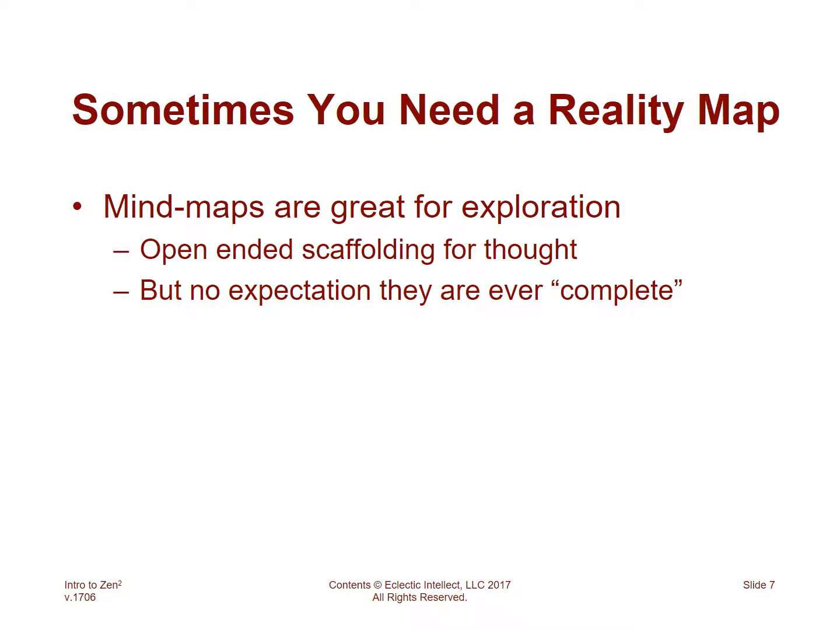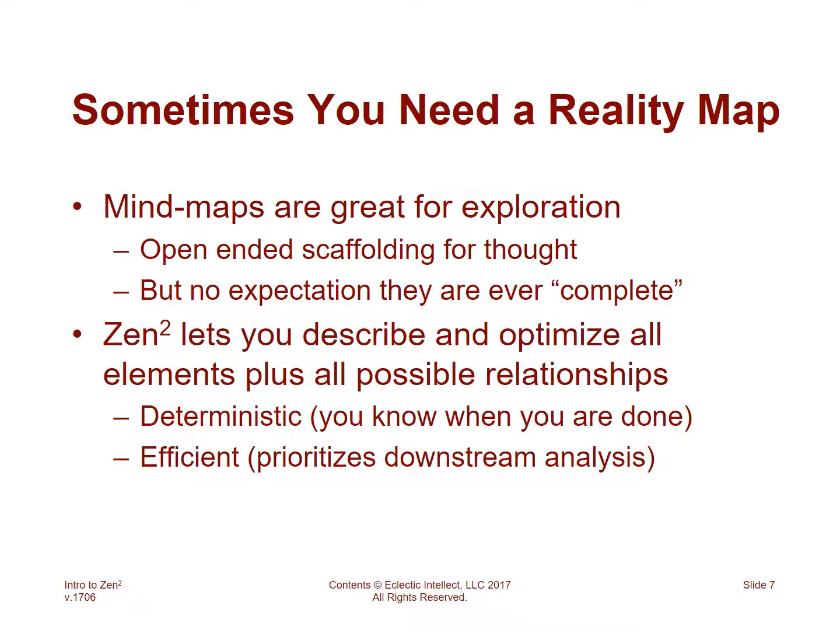Mind maps are great for exploration. They provide open-ended scaffolding for thought, but there's really not an expectation that they will ever be complete and pure. Zen-squared, on the other hand, lets you describe and optimize all of the elements plus all of the possible relationships. It's deterministic. You'll know when you're done with the tool and how far along you are at any point. And it's efficient because it prioritizes the downstream analysis and lets you make decisions about which pieces you want to work on in what order. A mind map is a little bit more random and unstructured. The Zen-squared tool is one that adds a little bit more focus. And as a result, they're complementary devices. Both of them belong in your toolkit.